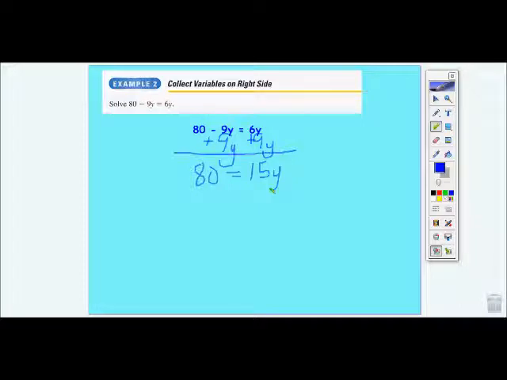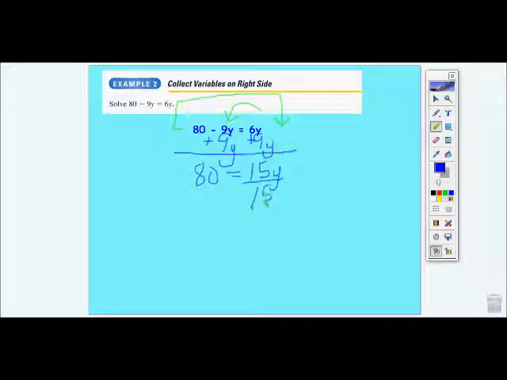Now the problem with moving our 6y over to the 9y is this: if we wanted to move our 6y over by the 9y, then we would have to move the constant term over here. So we would have more steps. So we're going to just stay with the way that they had told us. So I have 80 equals 15y.